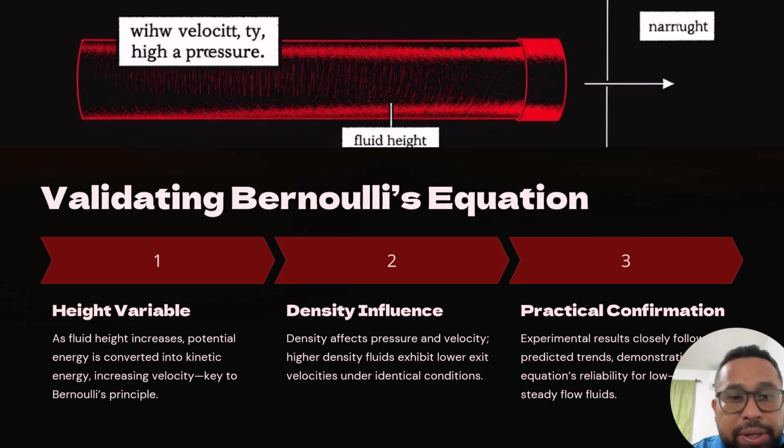Despite this variation, the experiment supports the Bernoulli equation. We observed that as fluid height increased, velocity rose, confirming the role of potential energy. Fluids with higher density stayed slower, matching theoretical predictions. Overall, our findings confirm the equation's reliability under controlled conditions.